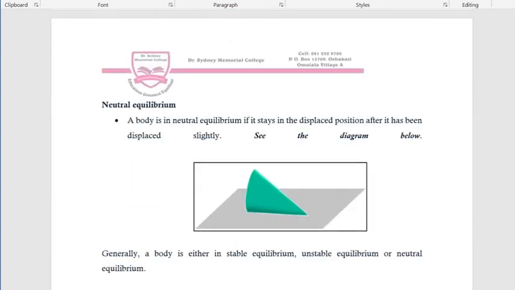If we talk about a neutral equilibrium, now imagine you're lying on the ground. It doesn't matter if we push you or if there's a deflection, because you are already lying on the ground.